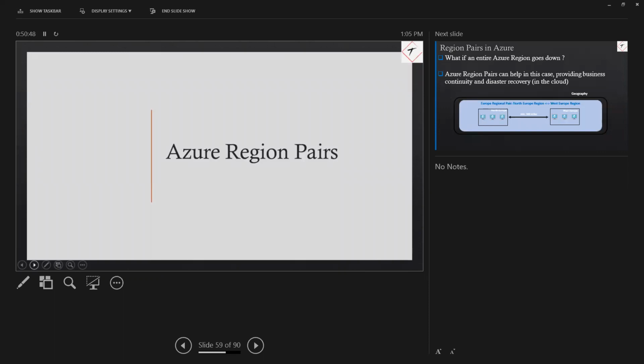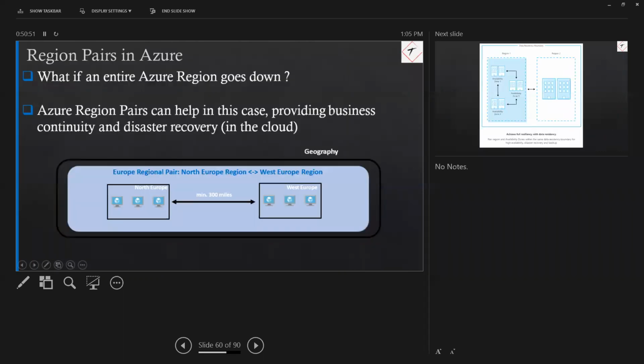So let us look at what are region pairs. What if an Azure region goes down? This is when you can pair two different regions. These are at least 300 miles apart, so the chances of these going down would be almost nil. This can help you in providing business continuity and disaster recovery. So you can pair Northern Europe with Western Europe. You have different set up redundant machines in two different regions. So this will ensure your business continuity.